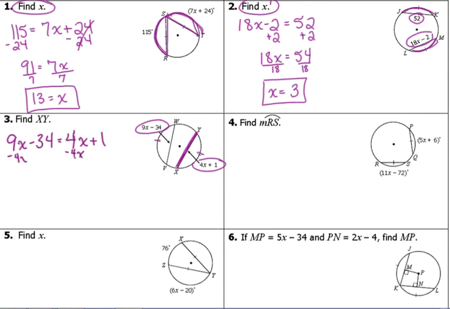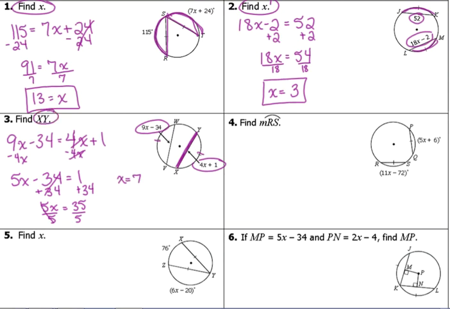Solve for x. We got it on both sides. So subtract the 4x from both sides. 5x minus 34 is equal to 1. Add the 34 to both sides. 5x is equal to 35. Divide by 5. X is equal to 7.